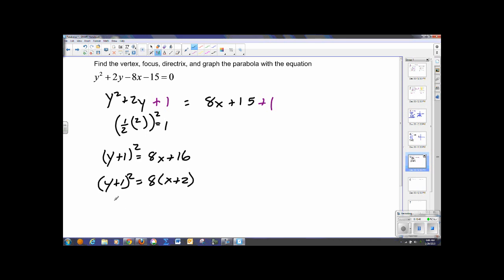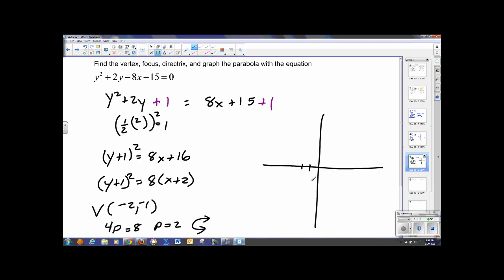I have h, k of -2 and -1 being my vertex. My 4p term is equal to 8, so p is equal to 2. And since my non-squared term is an x, I know that this parabola is going to open left and right. So let's go over here and start graphing it.